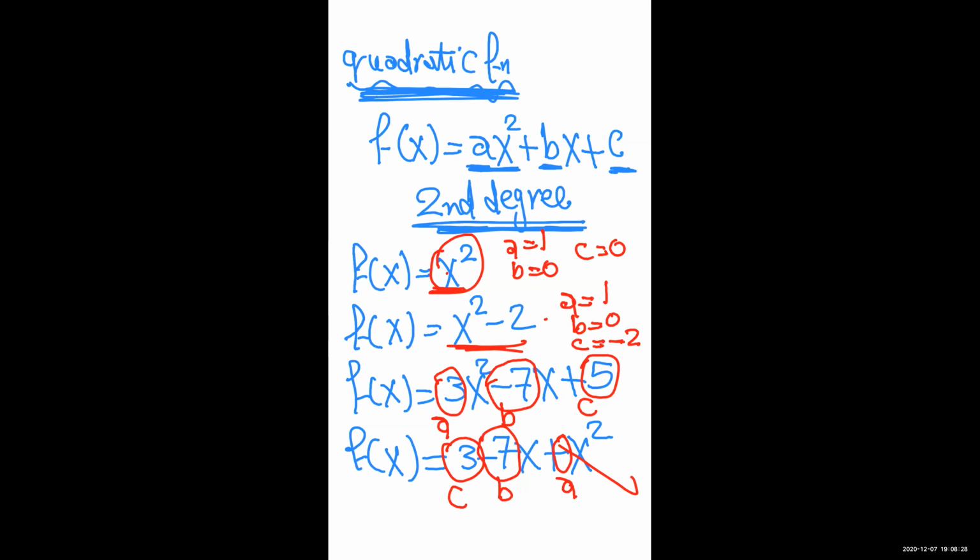Okay, the next point, how to represent the quadratic function graphically. The question is: graph the following function. It's f of x equals x squared, where x belongs to the interval of negative 3 and 3. Okay, what will be the solution steps?